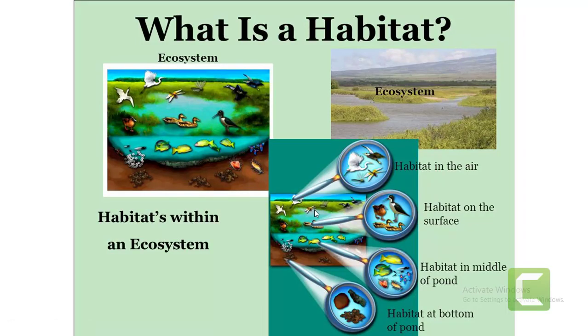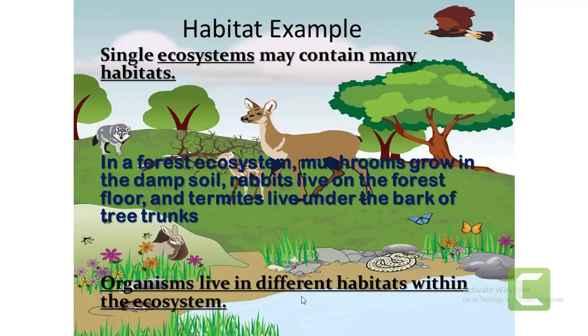What is a habitat? Again, when we talk about habitat, we can say habitat in the air, habitat on the surface, habitat in the middle of a pond, habitat at the bottom of the pond also. There are many organisms from the big to the small ones that we cannot see with the naked eye, microorganisms or plankton, etc.